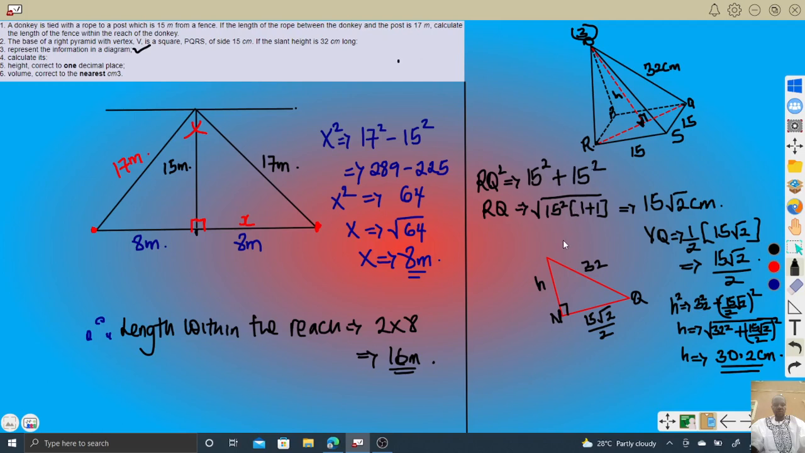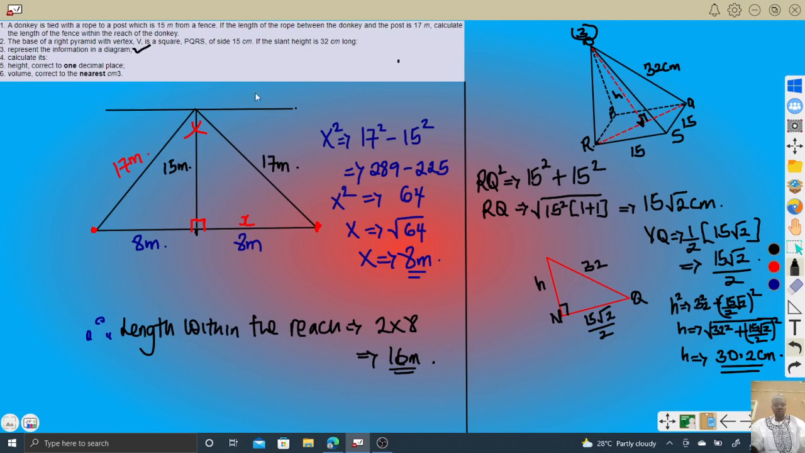So this is some type of question you should expect on solid shapes. You should expect something like a pyramid and prism. So please be careful about this type of question. They are popular, and one thing about WAEC is that they don't change. They follow the same pattern. So the next is the volume to the nearest centimeter cube.